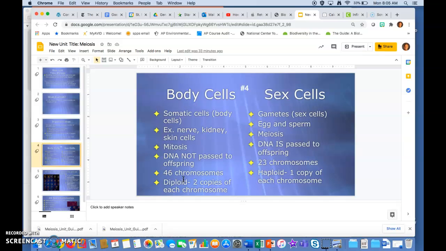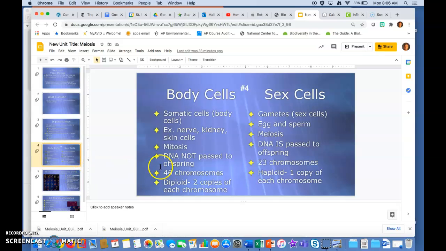Now, the other type of cell in human bodies are sex cells. And we also call those gametes. In women, they are egg cells, and in men, they are sperm cells. They divide through a different process called meiosis, and they are used in passing down the DNA to the offspring during sexual reproduction. Our sex cells, sperm and egg, have 23 chromosomes, half of the number of our regular body cells, okay? And we refer to those as haploid, meaning there's only 1 copy of each chromosome.